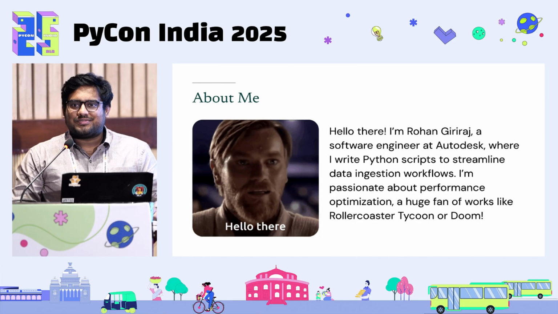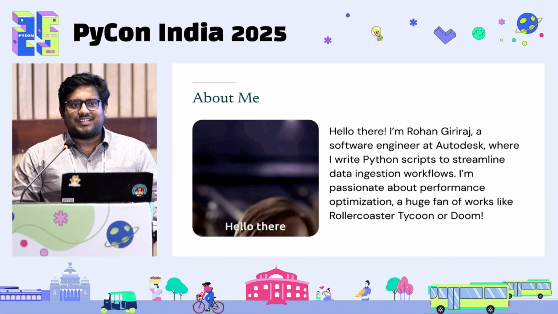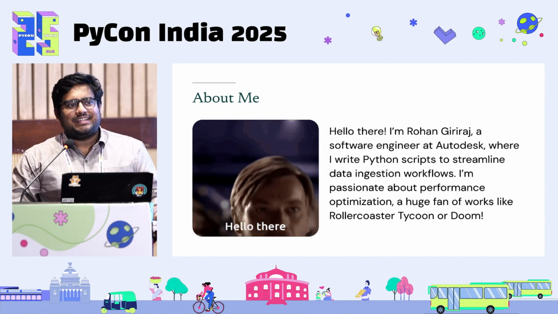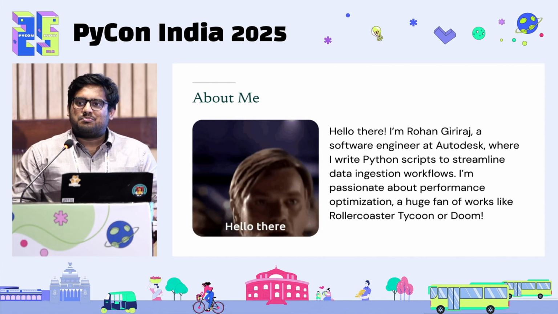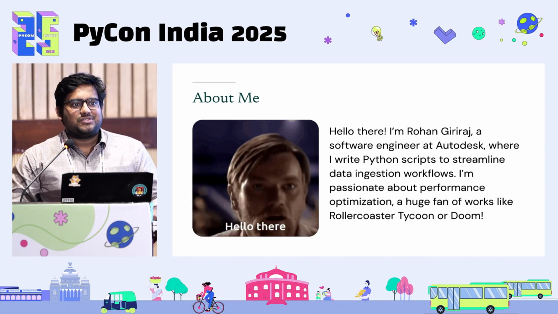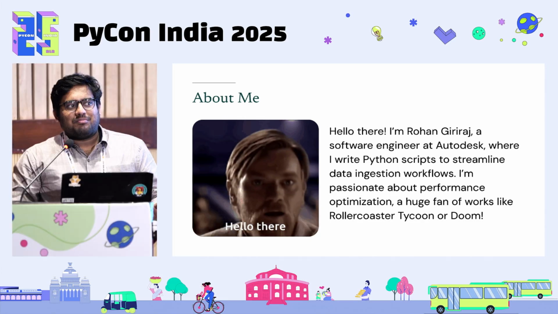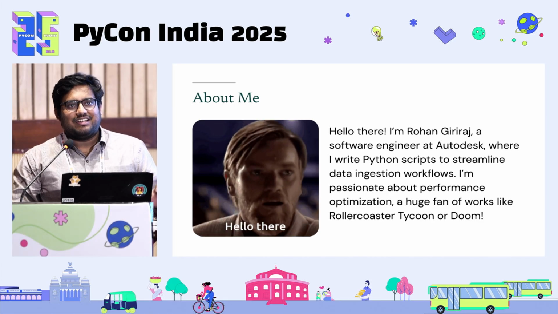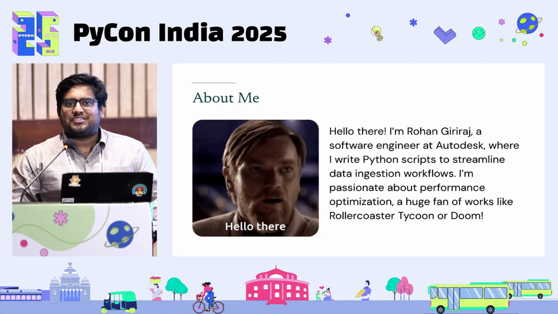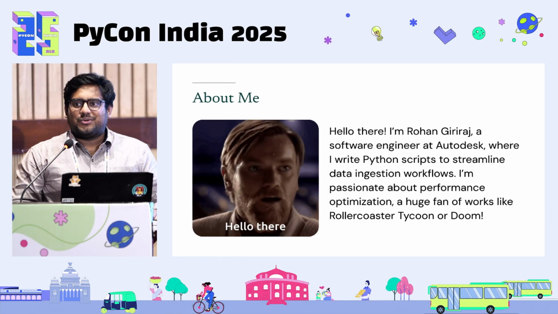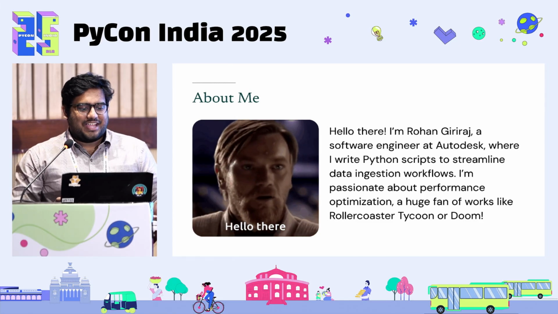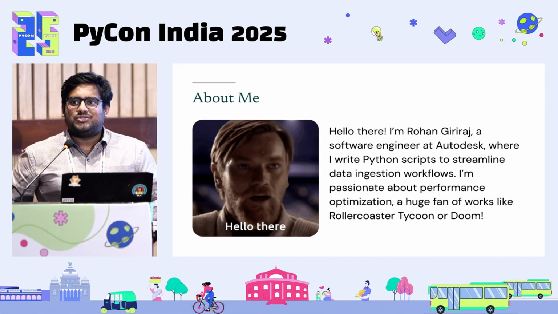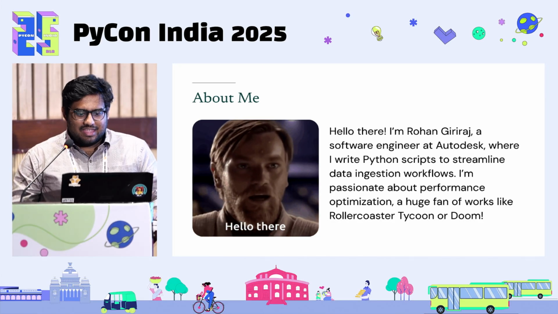For those of you who don't know about Roller Coaster Tycoon, it is a very famous game that was developed in 1999, and it was a game that was purely written in x86 assembly. It is known for its insane performance, and the gameplay is still holding up to this day. And Doom, of course, it can run on anything. So yeah, it's a legendary game. This is where I began to learn more about performance optimization.